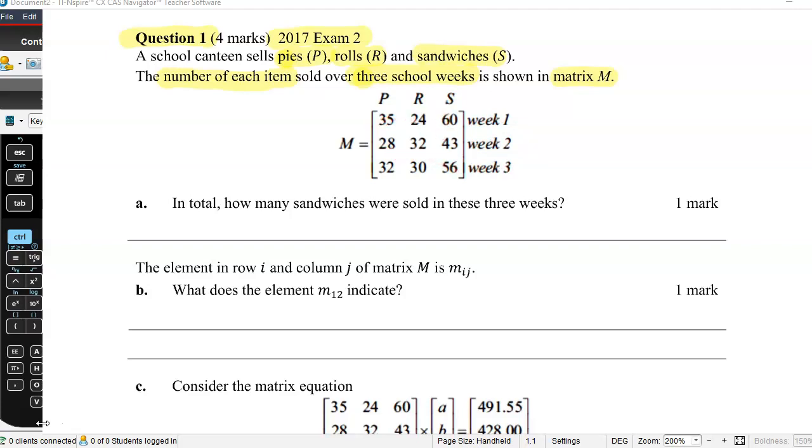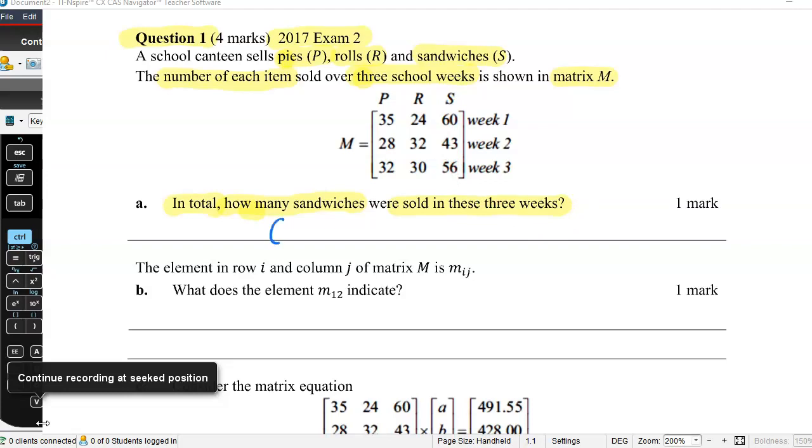All right. In total, how many sandwiches were sold in these 3 weeks? So we need to think about how many sandwiches were sold over the whole 3 weeks. A few ways we can do it. I might just go 60 plus 43, that's 103, plus 56, that's 159. Okay, looking at the past exam, 89% of the state got that mark, 11% got 0.